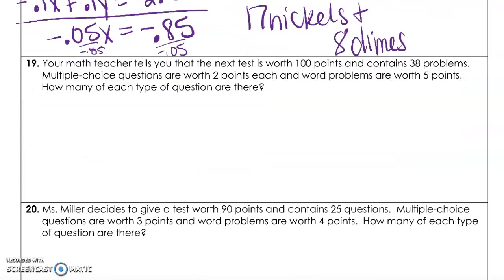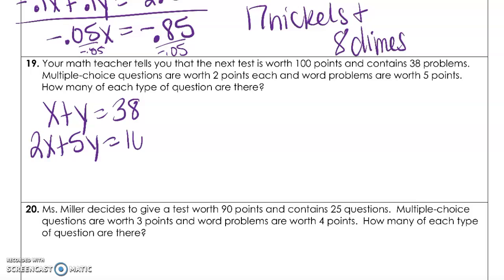Our last two are about multiple choice tests, so you know how many points we have and how much some different problems are worth. So we have 38 problems and 100 points. The biggest mistake, don't write this down, is a lot of people put x plus y equals 100, but that is not right, because that takes into consideration the point totals. We just need to know there are 38 problems. So x is the number of 2-point problems, y would be the number of 5-point problems. So x plus y is 38. Then how much? 2x plus 5y is equal to 100.